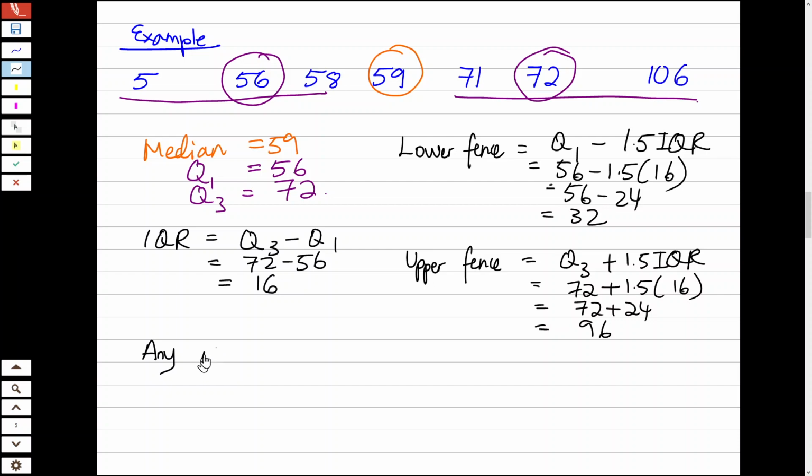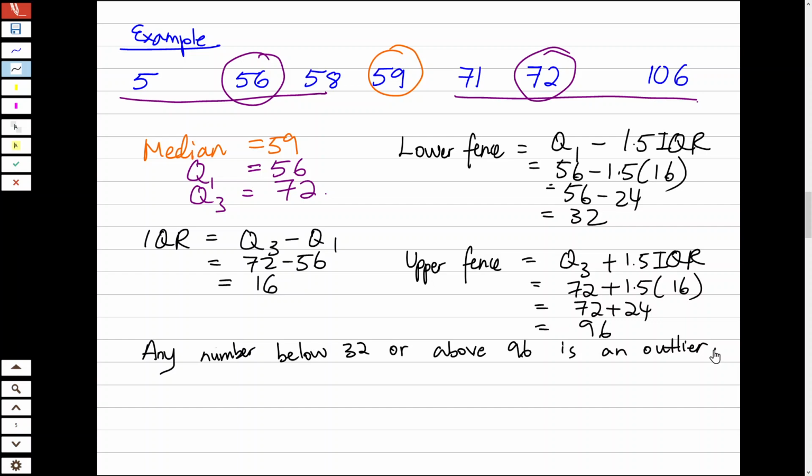So any number below 32 or above 96 is an outlier. See how I needed to use the interquartile range to get that? How did you get 24 when it was 32? 56 minus 24. How did you get 24? 1.5 times 16 is 24. I'm pretty sure it is. Half of 16 is 8. Yeah, you can check it if you want.